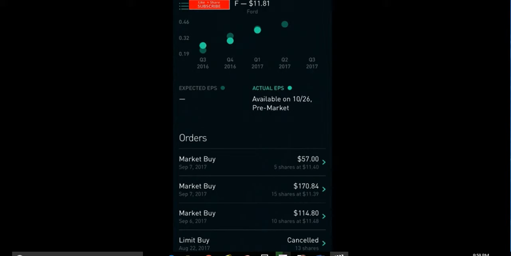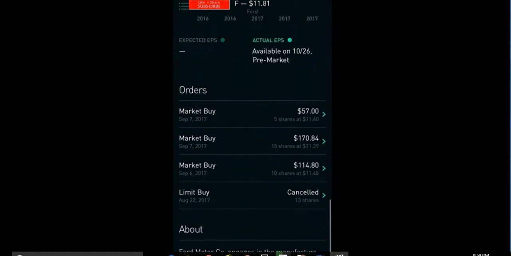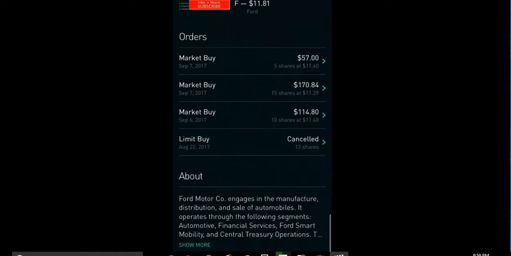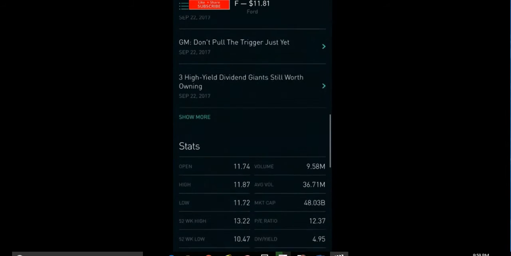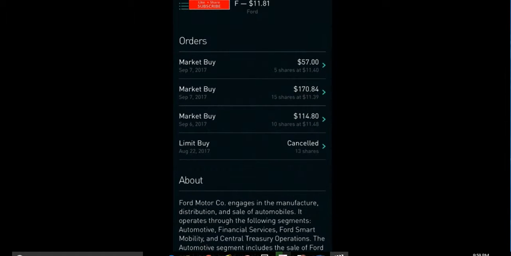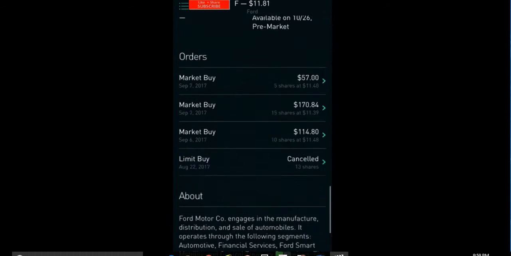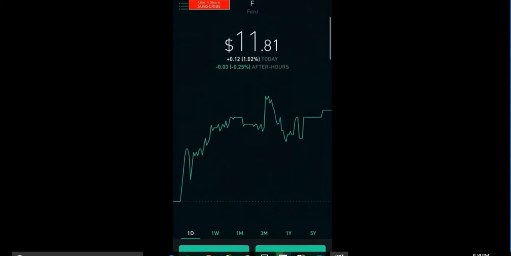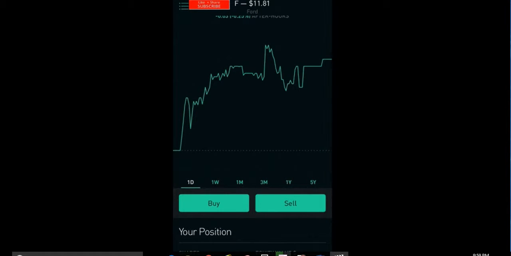So as you can see, it does show how I've done my orders: buy, sell, limit buy, canceled. And it does have an about section for that stock. It'll tell you everything you want to know. Again, still do your own research. Try to look for what that company sells, what their product lines are. You have your buy and sell options right here.